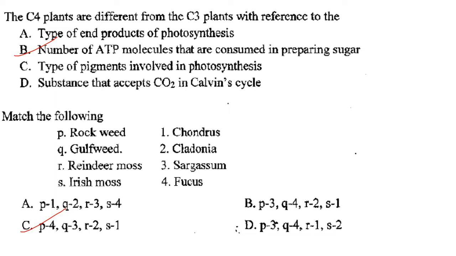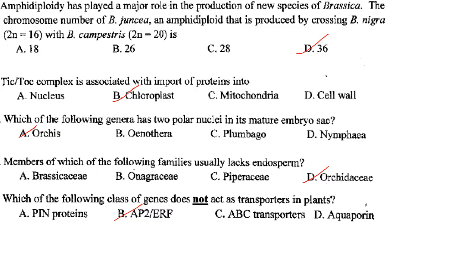Then match the following. Rockweed is Fucus. Answer is option C will be correct because only C is having P as 4. Okay, we'll see the others also. Gulfweed, Sargassum, reindeer moss, it is Cladonia, and Irish moss is Chondrus. So the option is P4, Q3, R2, S1. Okay, coming to the next question.